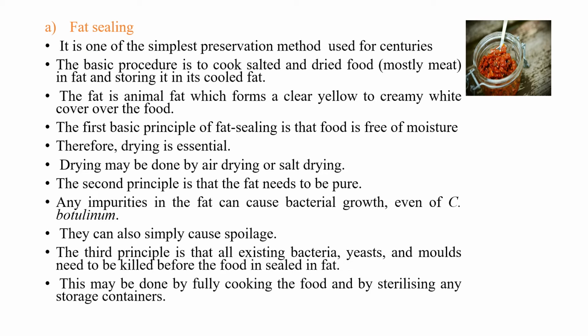The first one is fat sealing, and it is one of the simplest preservation methods, used for centuries for the preservation of different food items. The basic procedure is to first cook the salted and dried food, like meat and meat products, in fat and then store it in the cooled fat. The fat is animal fat, which will form a clear yellow to creamy white cover over the food.